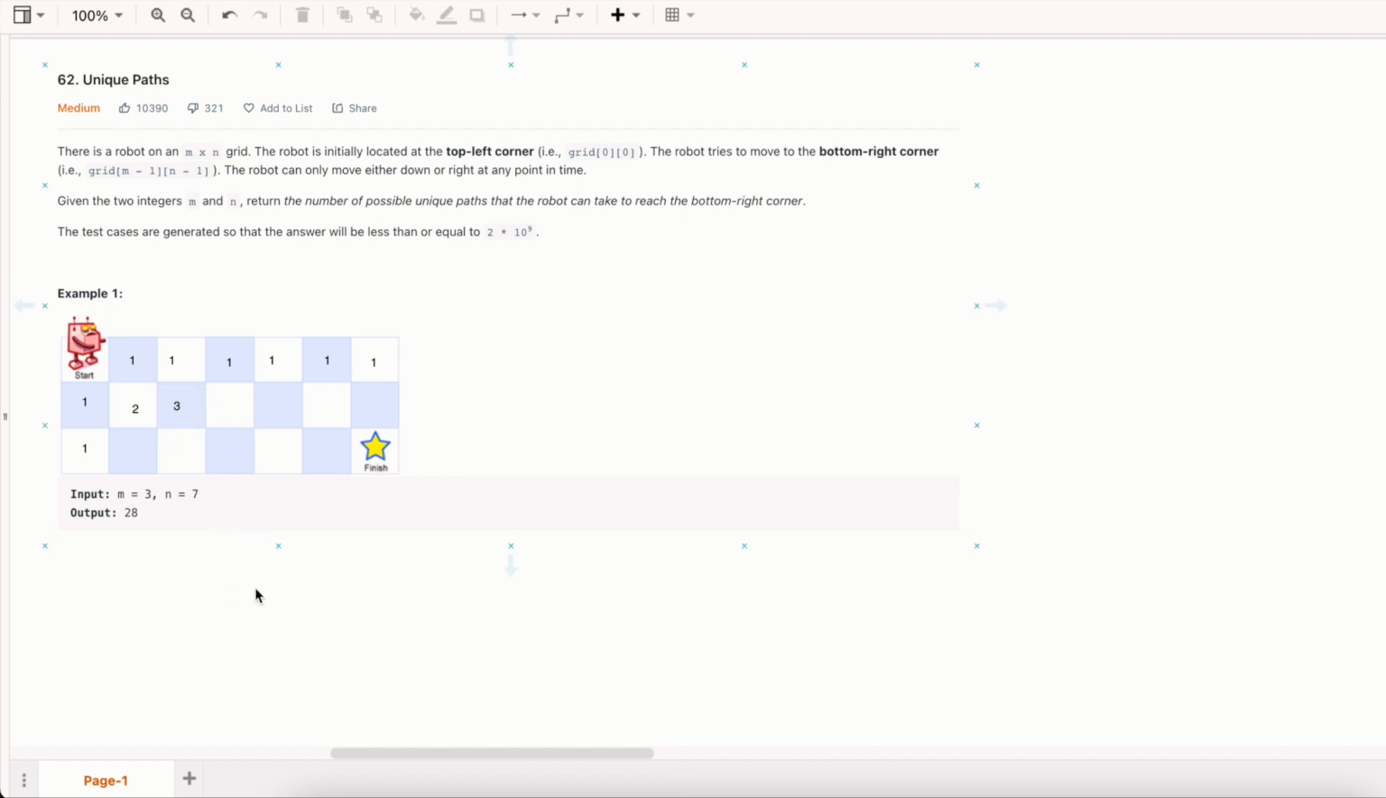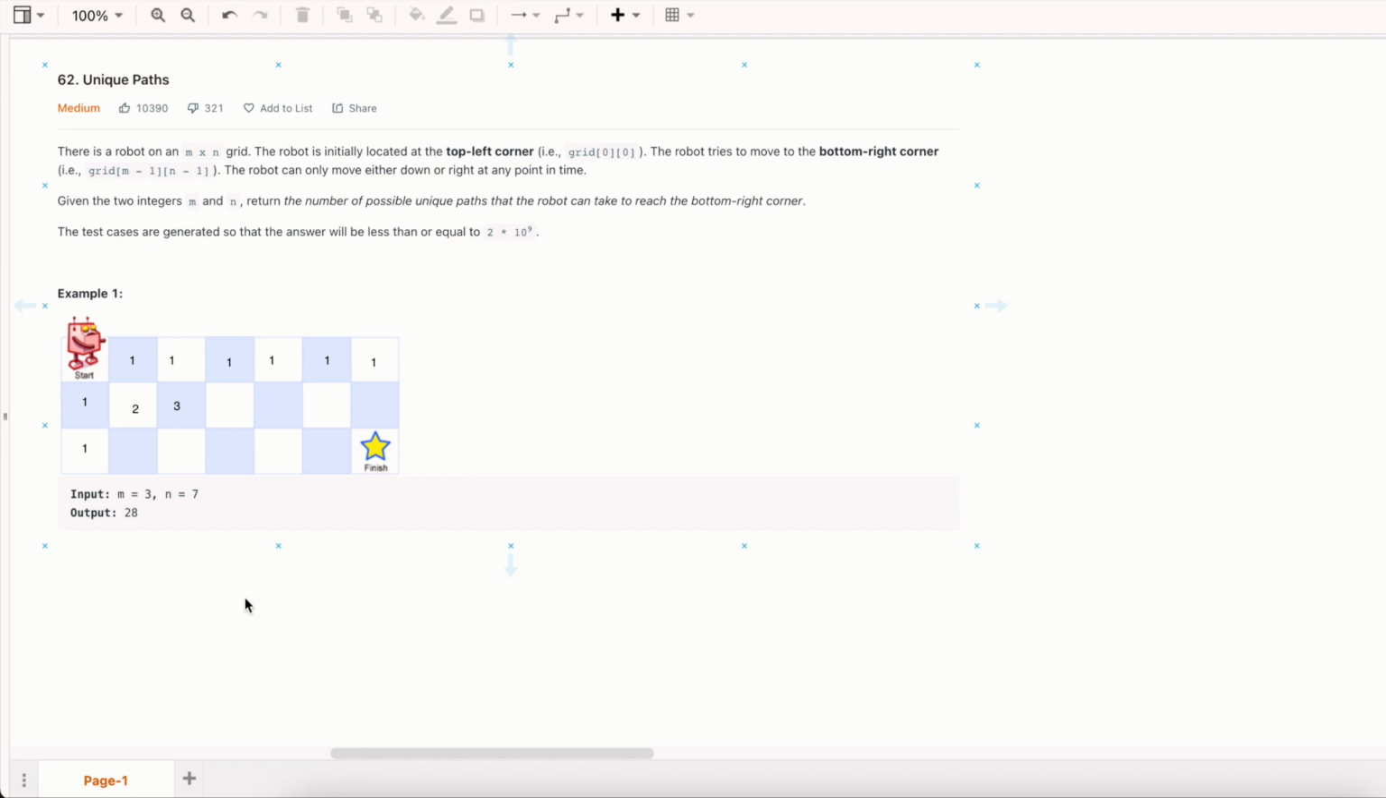At any point, at any n by m coordinate cell, the robot can reach that particular cell. We can calculate the number of ways the robot can reach this particular cell, and the number of ways the robot can reach this other cell. If we add both of these numbers, we will find the number of ways the robot can reach this particular cell, X.